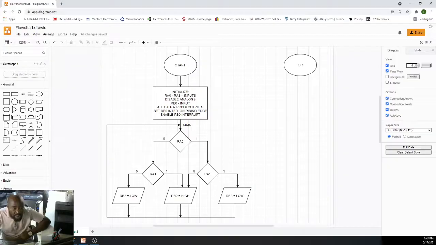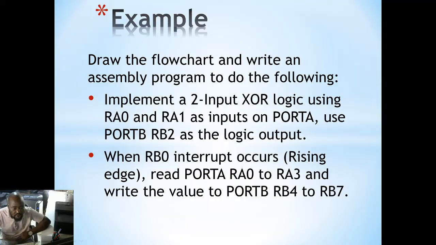Now, according to our problem statement, what did they say we should do? When RB0 interrupt occurs, read A0 to A3 and write the value to B4 to B7. So we are going to read port A and swap the nibbles, and then write the value to port B, meaning taking the lower nibbles of port A to the higher side and then writing them to B4 to B7 of the port B pins. Right. Let's go do that.